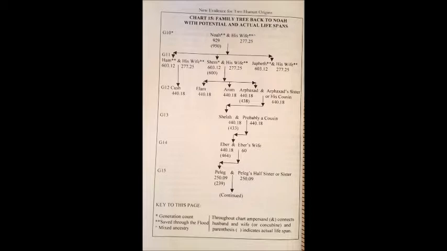And Peleg, the Bible says, lived 239 years. And Peleg must have married a wife with a potential lifespan of 250 years. And now we will move on to the next page.